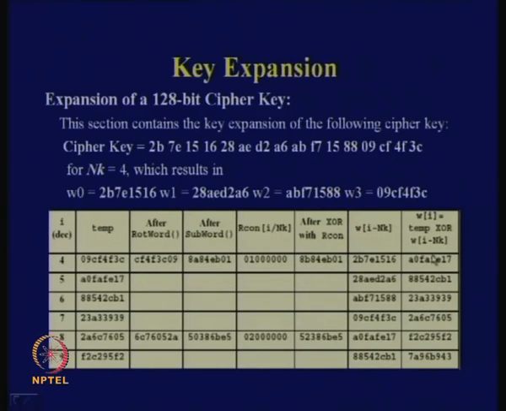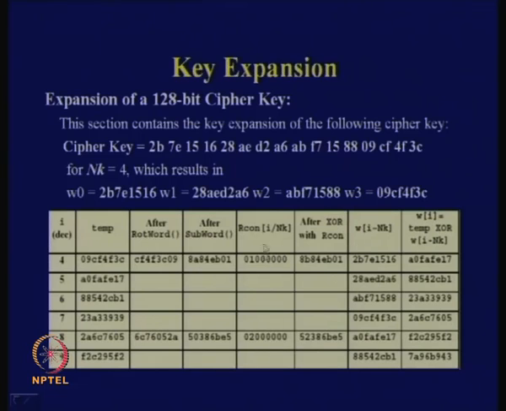This gives the next word of your round key. For the other cases, you do not do these operations. You just take this and XOR with your W[i minus nk] and obtain the next word. This is how you repeat this step. You can see that your round constant from here has gone to here. This is in hexadecimal notation.